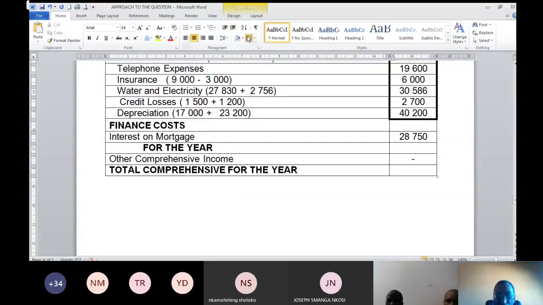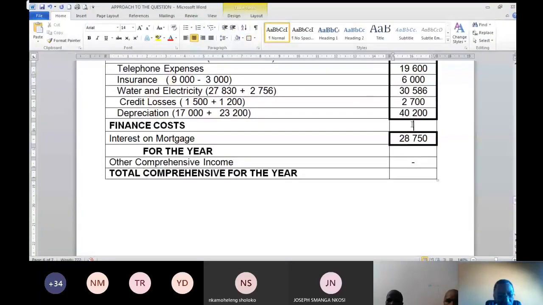Your finance cost, we just block that. It's the only amount there of 28,750.